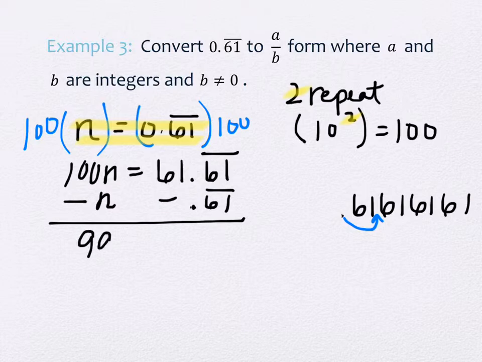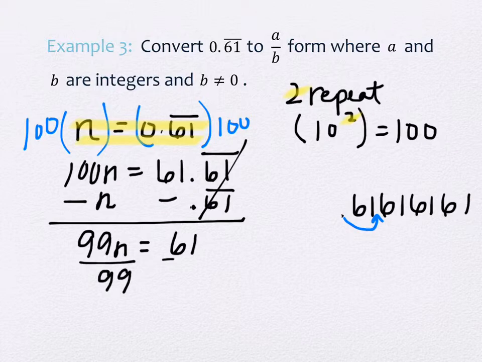So this gives me 99n on the left, and it gives me 61 on the right. And you'll notice there's no more repeating decimals, which is a beautiful thing since these subtract out. And then my last step, of course, is to divide by 99.